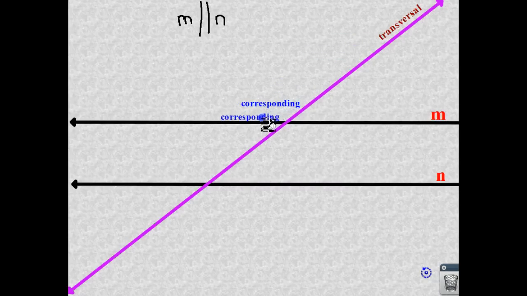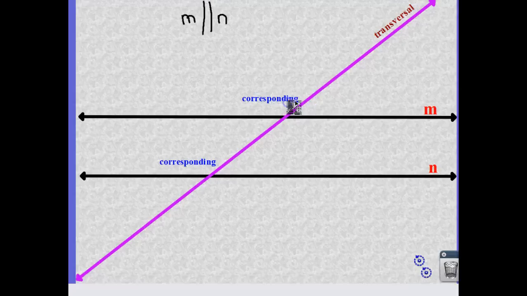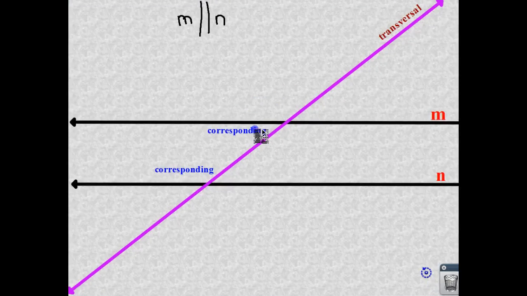Who's the matching angle that will be congruent? Well, that's an acute angle, so I need to find the obtuse angle. Whoa. And there we have it. So there's our first set. And if I were to stay on this upper portion of the transversal and find my second set, I would go here. But obviously this is acute and this one is obtuse, so I'll have to drop it down one. So there are my two acute angles. So now I have two pairs.